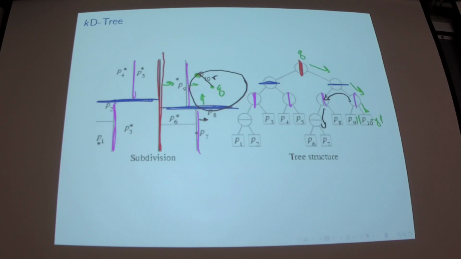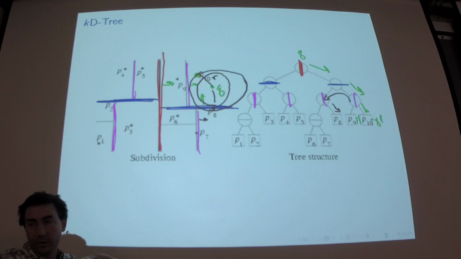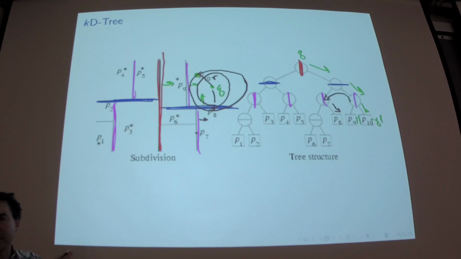Actually down to P8, and then I can compare with P8, and it looks like P8 is closer. So P8 happened to be closer. I have to do this backtracking in order to check. That's why I don't quite get a guarantee of only logarithmic time, but in practice it works pretty well.